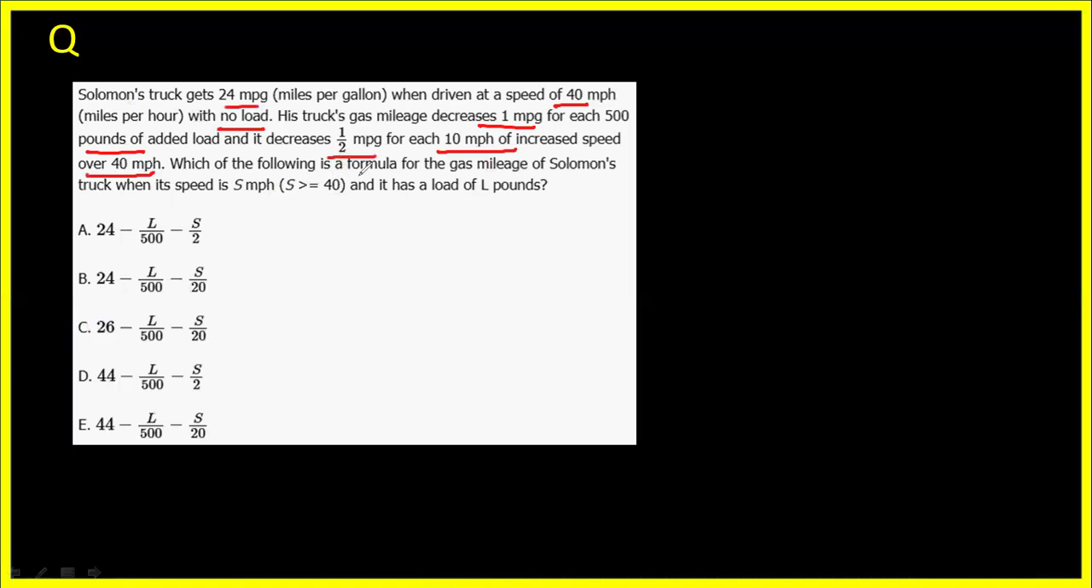Which of the following is the formula for the gas mileage of Salomon's truck when its speed is S miles per hour, S is greater than or equal to 40, and it has a load of L pounds?